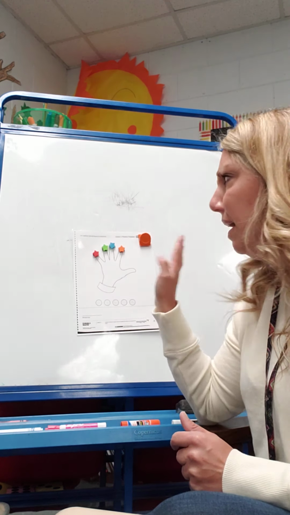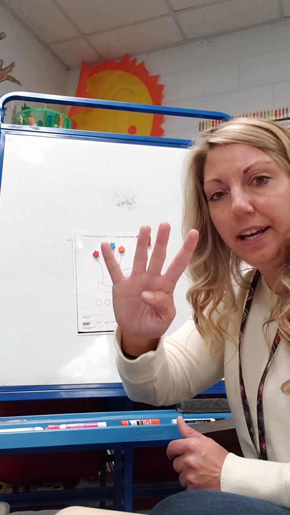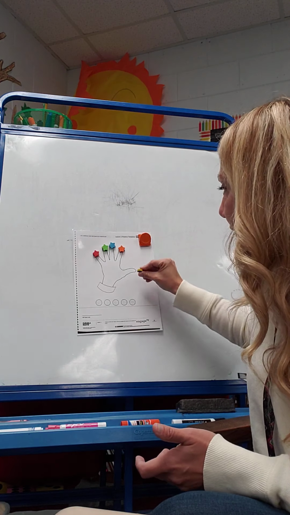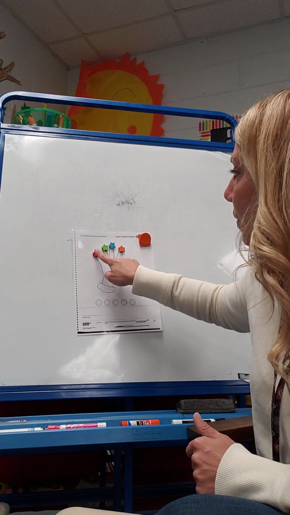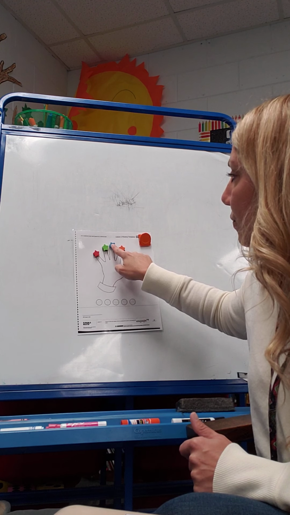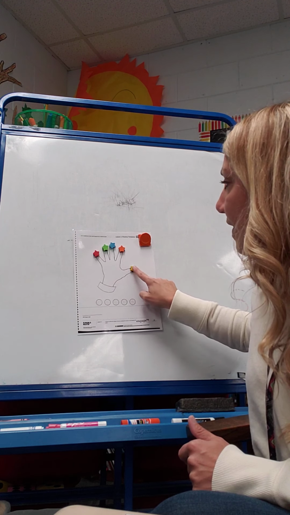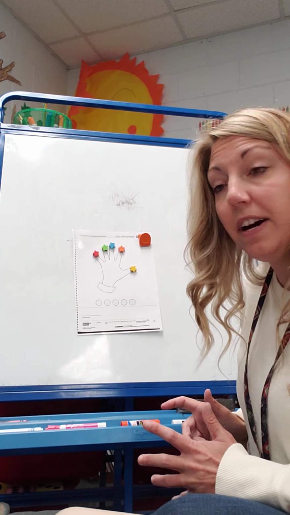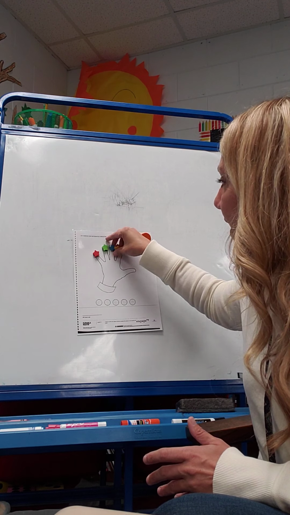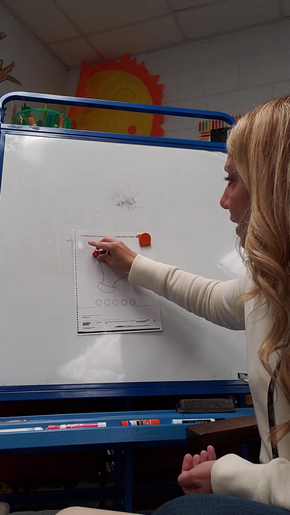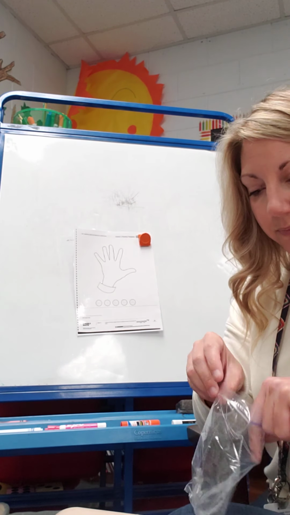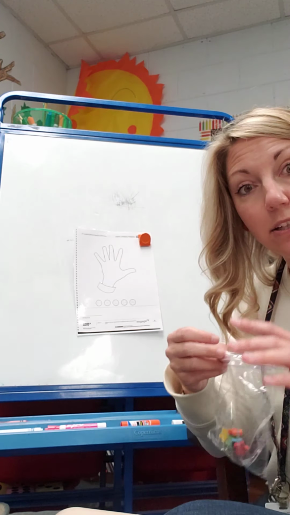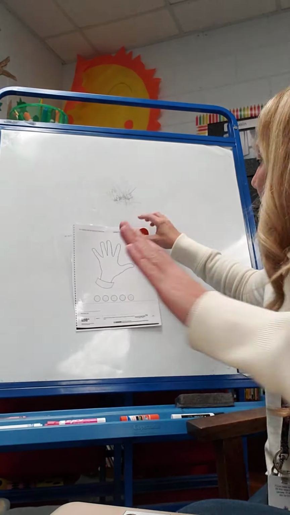Okay? I'm going to leave those there. If I've got 4 and I add 1 more, how many will I have altogether? 5. Count with me. 1, 2, 3, 4, 5. Excellent. 5. So we know that 5 is 1 more than 4. Right, friends? Okay. Let me put these back in my bag so I don't lose them.